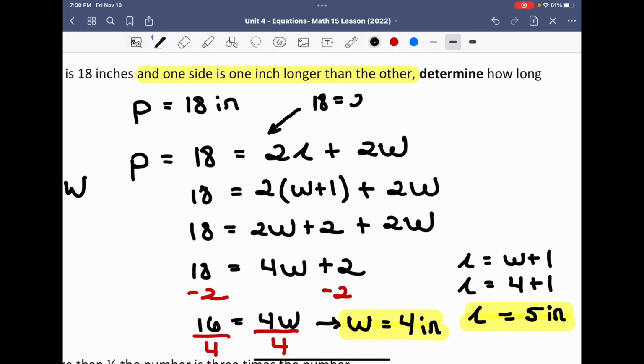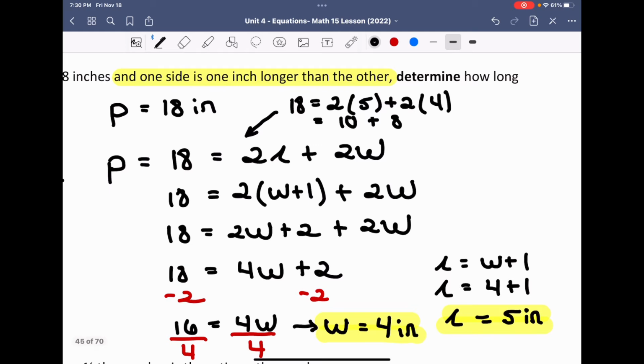18 is equal to 2 times the length, which was 5 inches, plus 2 times the width, which was 4 inches. 18 is equal to 10 plus 8. Yes, this would be true. We do get 18 is equal to 18 for this. So we have verified that the left equals the right and that this is the appropriate equation, and we got the appropriate answers here.